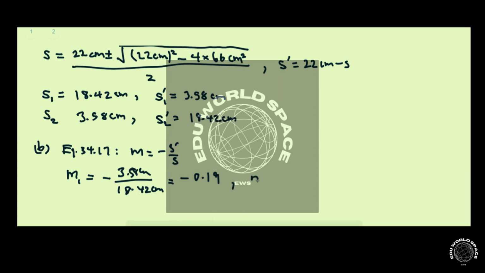And we do the same thing for M2, which is minus 18.42 centimeters divided by 3.58 centimeters. And that's equal to negative 5.14.